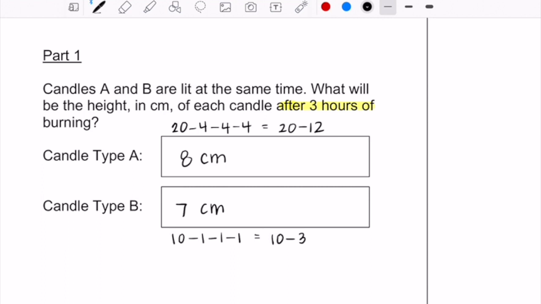The rubric for this question is a 1-point rubric. And so you get 1 point for having both 8 centimeters for candle A and 7 centimeters for candle B correct. And then any other response that you type in for this question would get you 0 points. So you have to have both of them right to get the 1 point. If you got one of them right and one of them wrong, you would score a 0 on part 1 of this question.